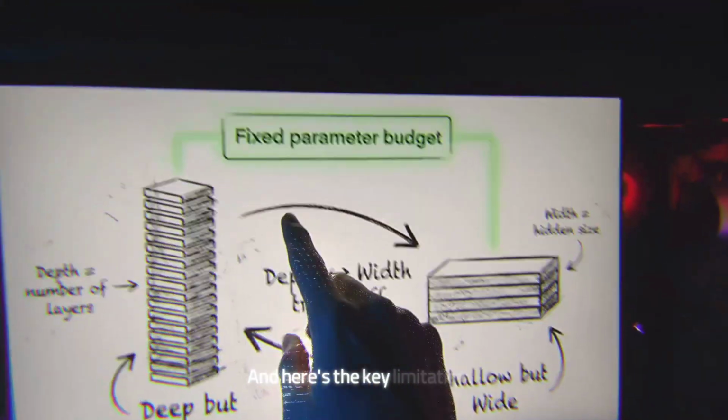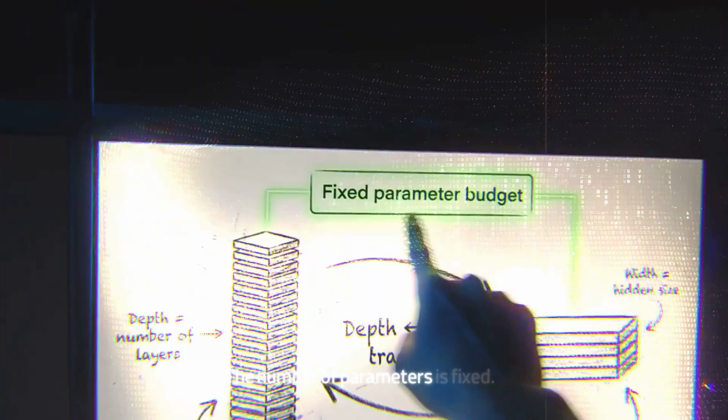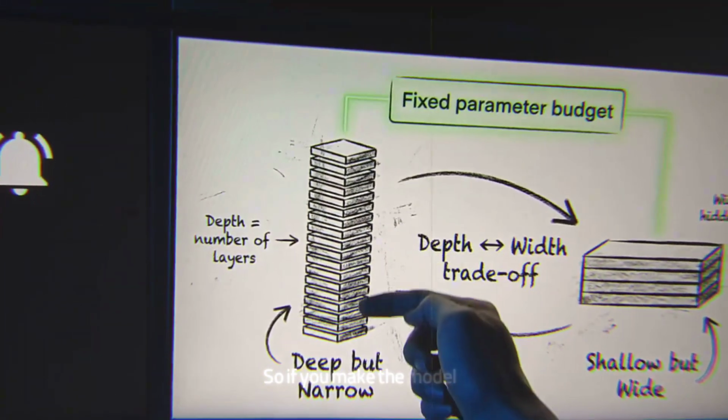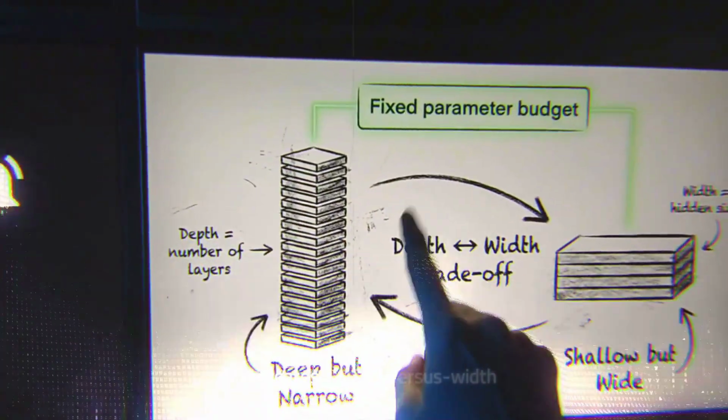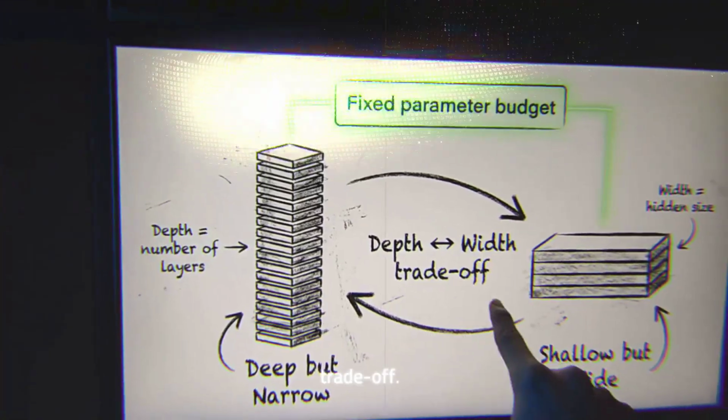And here's the key limitation. The number of parameters is fixed. So if you make the model deeper, each layer must become narrower. This creates a depth versus width trade-off.